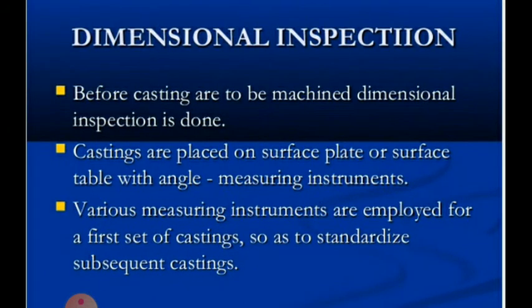Next is dimensional inspection. So geometric dimensions of castings are checked by means of measuring instruments such as plug and snap gauge, height and depth gauge, go and no go gauges, etc. By checking dimensions, we can decide whether any change in the dimensions of the pattern and core box is needed. So before castings are machined, dimensional inspection is done.